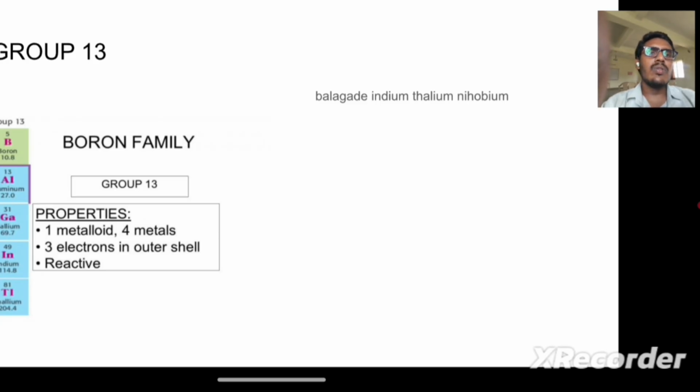Now let me tell you a small mnemonic to remember this. It's in Kannada. Balagade, balagade, indium, thallium, niobium. After thallium there is niobium, which is not mentioned in this slide. You can see it in the periodic table. Balagade means on the right side. This P belongs to the P block, and P blocks come on the right side of the periodic table, and on the right side in group 13, balagade, indium, thallium and niobium are present. This is the mnemonic to remember group 13. Now let's get into group 14.